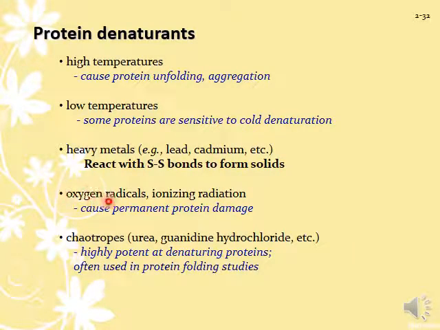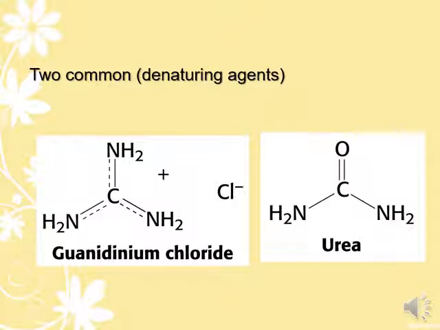The next one is oxygen radical, or any ionizing radiation. This will permanently damage protein structure. The last one is chaotropes, for example urea and guanidine hydrochloride. These chaotropes are highly denaturing agents and often used in protein folding studies. This is guanidinium chloride and urea, common denaturing agents.